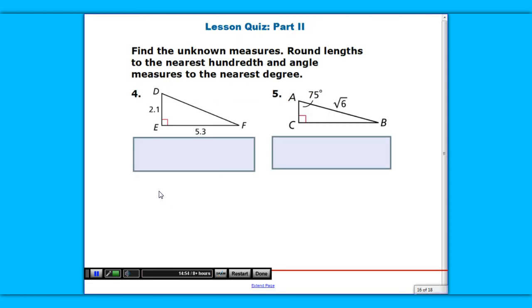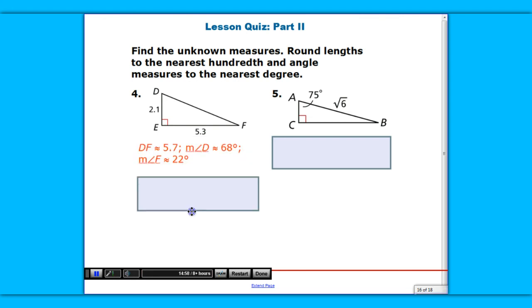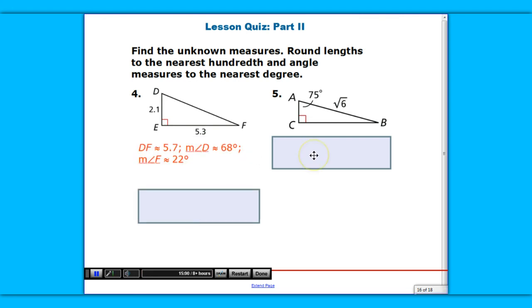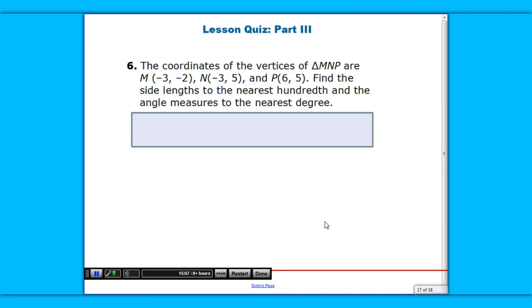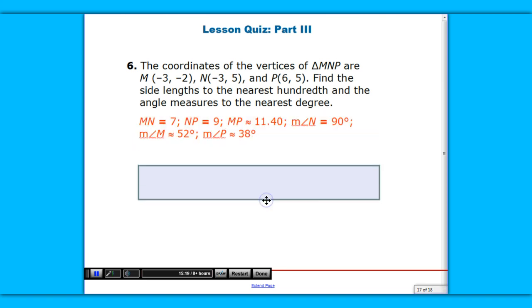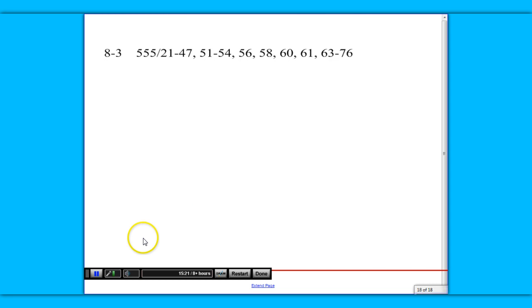Go ahead and pause, try the lesson quiz, and come back and check your work. We should have these unknown measures and degrees, and there you go. And once again, take your time to make sure you have tried this in the coordinate plane. This is not a race. Be thorough and find the side lengths and the angle measures. You should have found these. There you go. Have a good day.